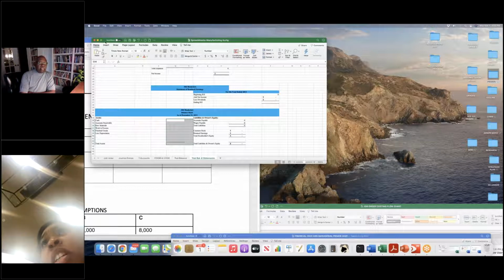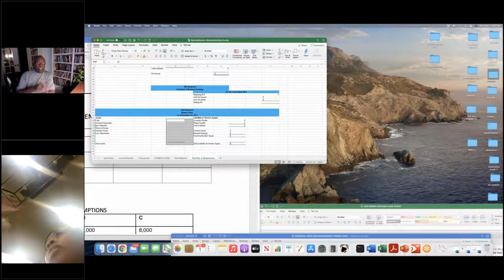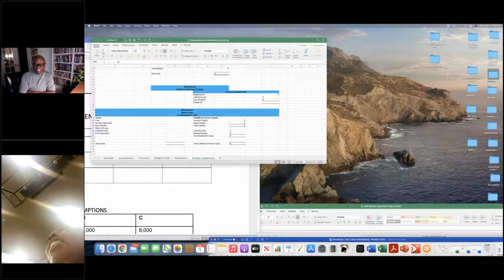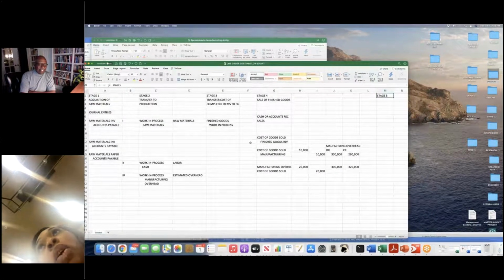Is that under spreadsheet, Professor? Sorry to interrupt you. Pardon? Is that under spreadsheet manufacturing accounting? On the job order costing, I believe. Weren't you supposed to do me a spreadsheet? You forgot? I did, but yeah, it's under spreadsheet, under job order costing. Okay.